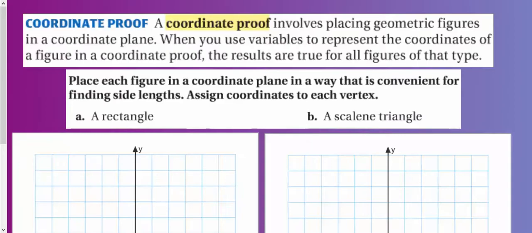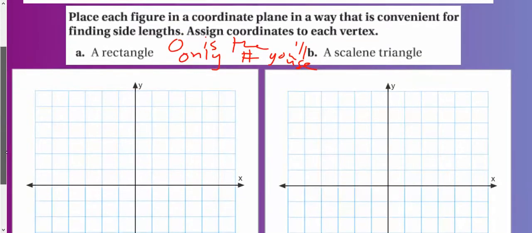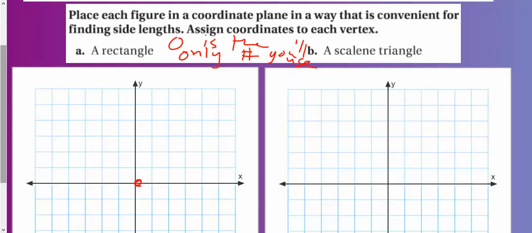Okay, coordinate proofs. So I'm going to show you guys kind of how we set up coordinate proofs. And then we're actually going to work on them in class because they are a little tricky. So we're going to be using variables to represent coordinates. And 0 is the only number you will use. Everything else will be in terms of a variable. So we're going to put a rectangle here conveniently. 0, 0, the origin is almost always going to be used.